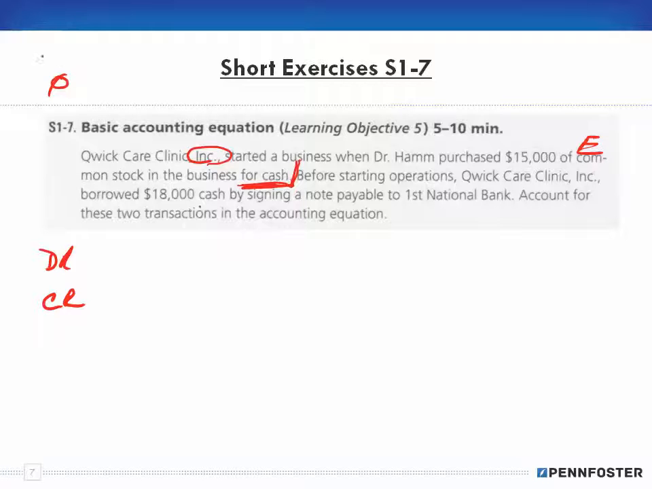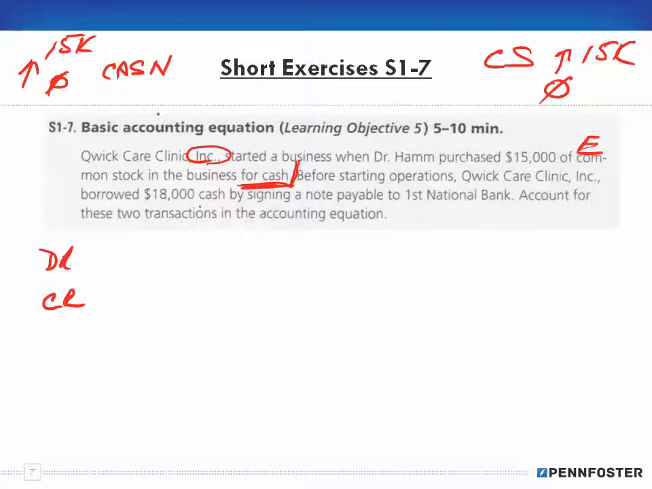And since cash is an asset and we're increasing our asset, cash started out at zero. Now the business has $15,000 in cash because that's what Dr. Ham is giving to the business in return for common stock. So the common stock goes from zero and that increases to 15,000 also. But on the cash side here, cash is an asset. We increase our assets on the debit side, so we debit cash for 15,000.